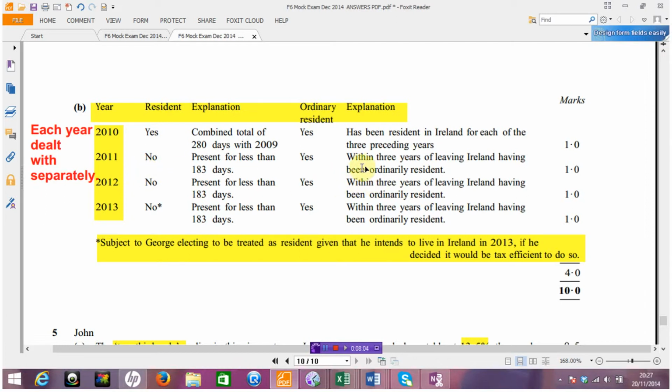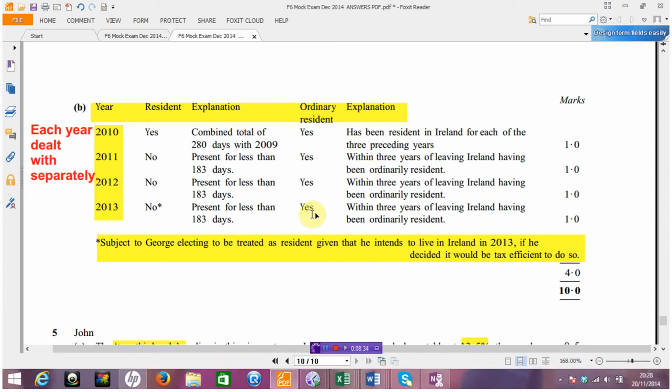Okay. Now, in relation to the ordinary resident side for 2011 and 12, you can see that we have that 3 rule kicking in, where he remains ordinarily resident because of this 3 years of leaving Ireland. So while he in effect is non-resident for normal tax purposes, he still is ordinarily resident. Okay, so that covers those 2 years there.